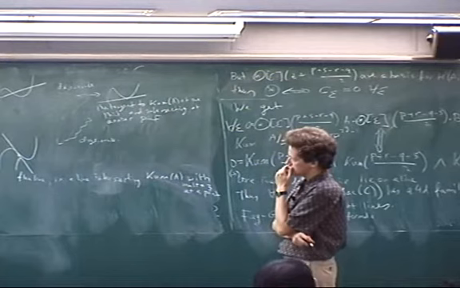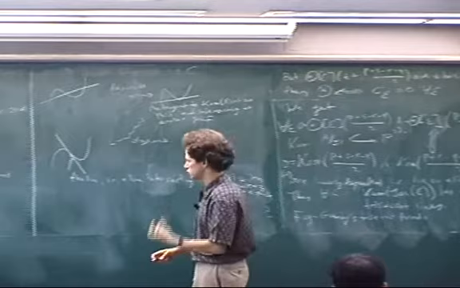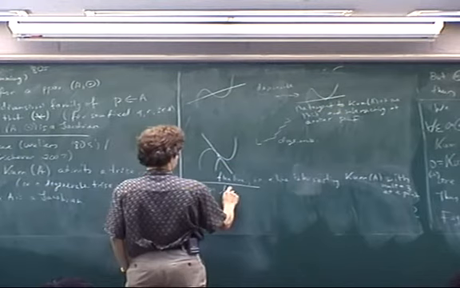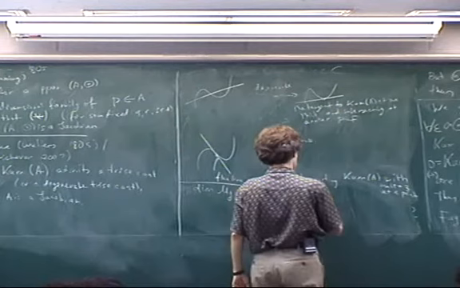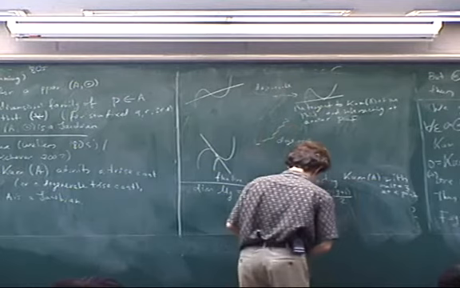In the remaining couple of minutes, I just wanted to say the following. Let's consider the Schottky problem for a second. The dimension of M_g is equal to 3g minus 3. The dimension of A_g, the moduli of principally polarized abelian varieties, is g times (g plus 1) over 2.